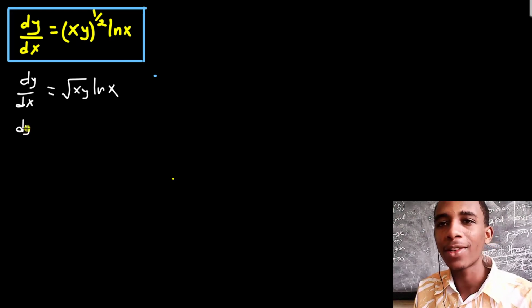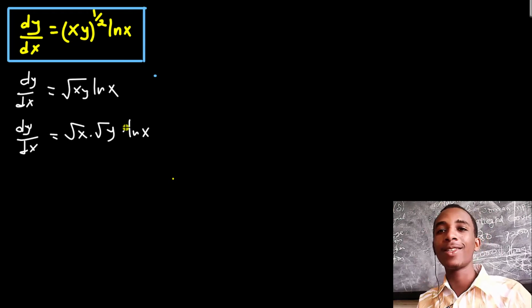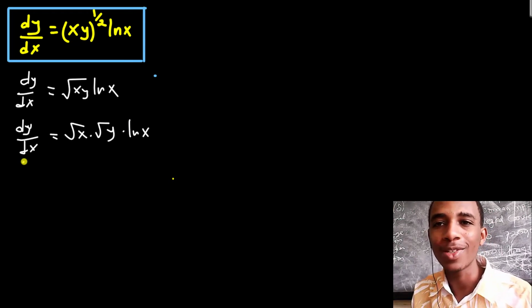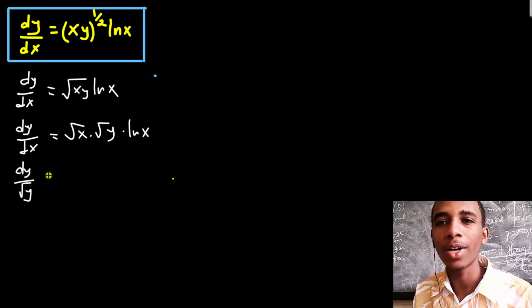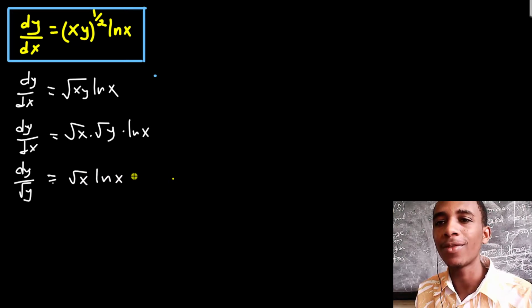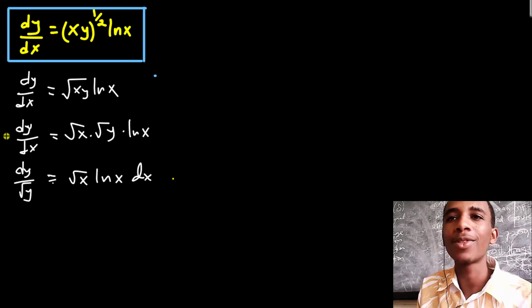Then I'll write this as dy divided by dx equals, I can split up this square root, so I have square root of x times square root of y times the natural log of x. And now you can see that I can separate variables much easier here. So dy divided by the square root of y equals the square root of x times natural log of x dx. So let's take integrals on both sides.